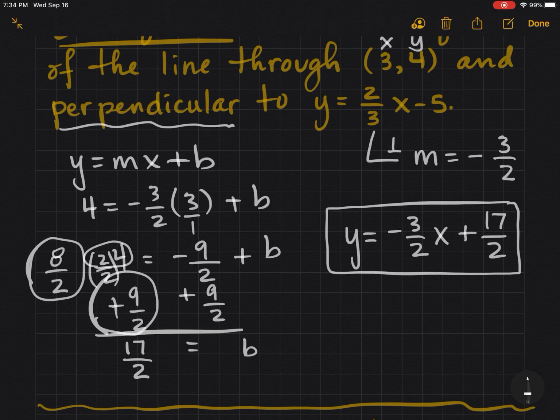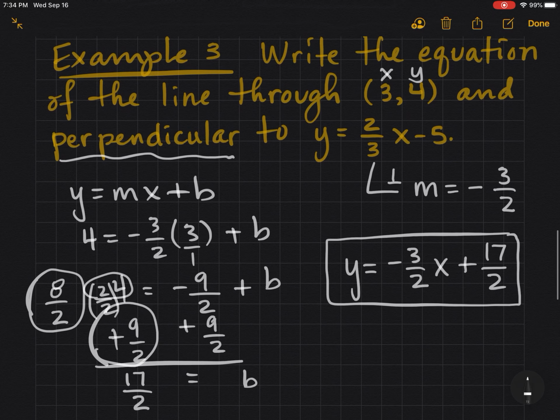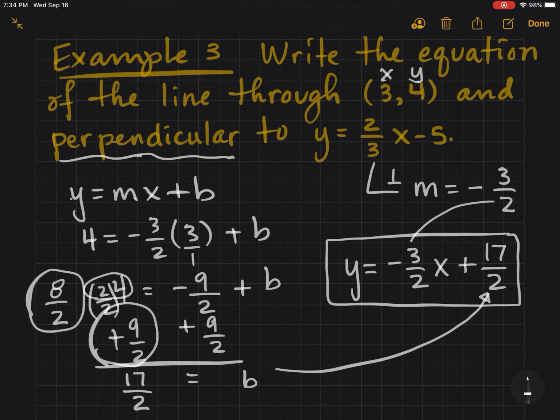That was a lot, so let's make sure everyone's clear on that problem. This asks for the line perpendicular, so we changed the sign and we flipped the fraction. Then we took our x and y and plugged it in with the new slope. We solved for b. Then we took our new b, plugged it here, and our new slope right here.